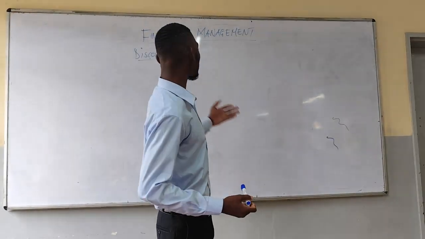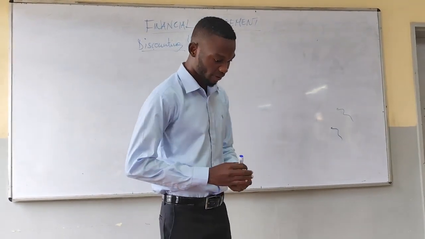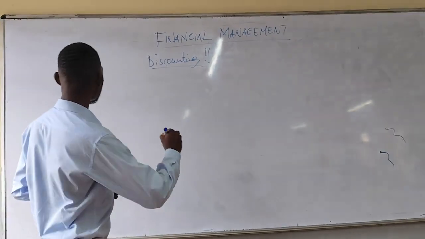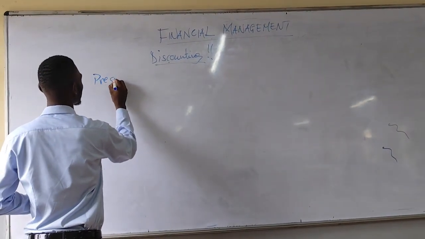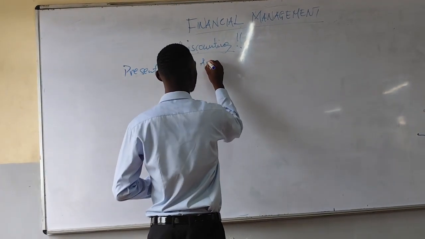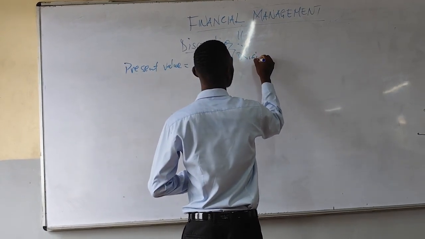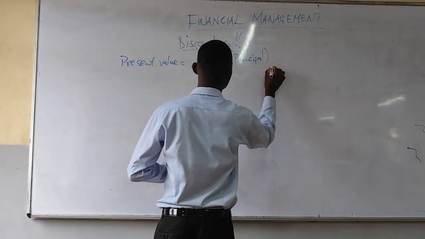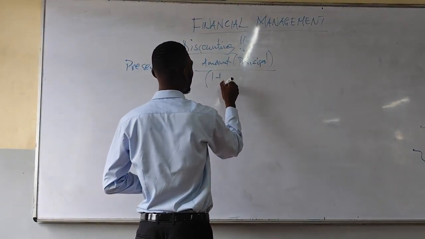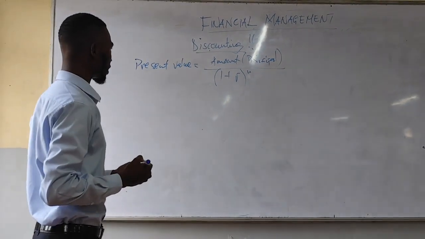I'll be presenting on discounting as one of the aspects of time value of money. So discounting refers to the calculation of present value. So there's a formula here: present value is equal to amount, this amount is also called principal, divided by 1 plus interest rate to the power number of years. So from there we look at our example.